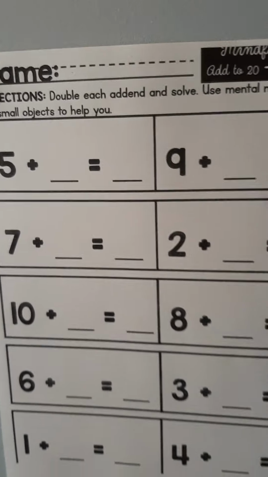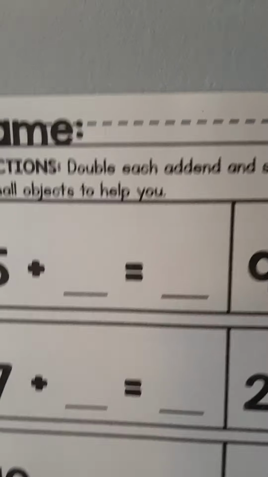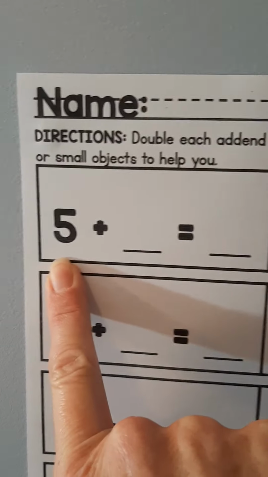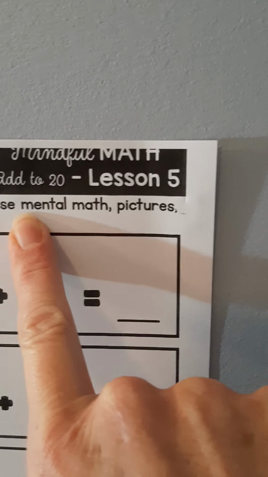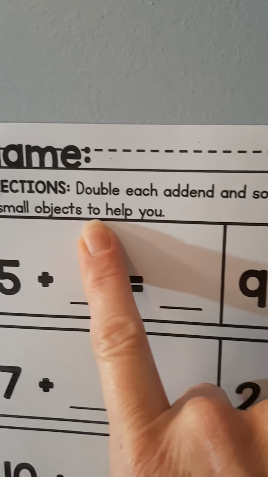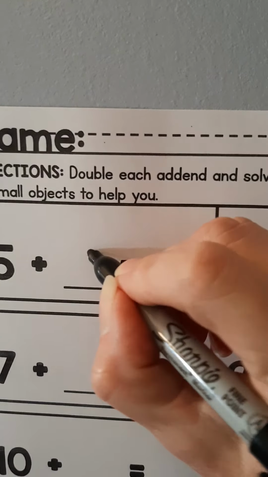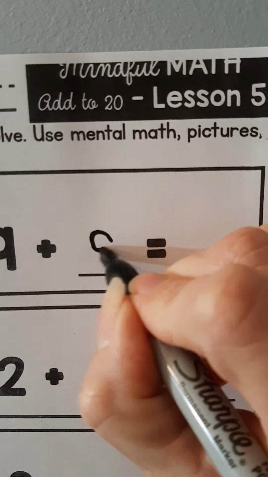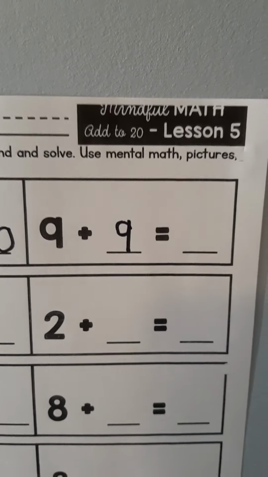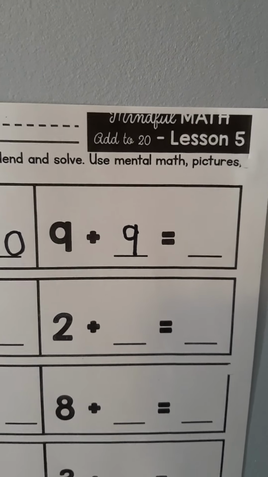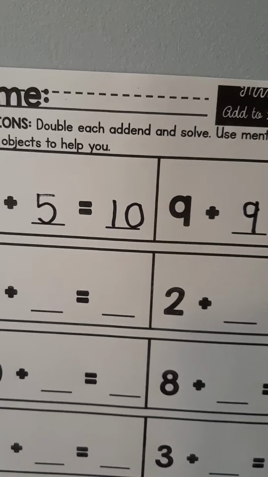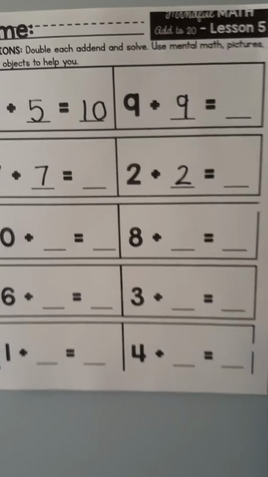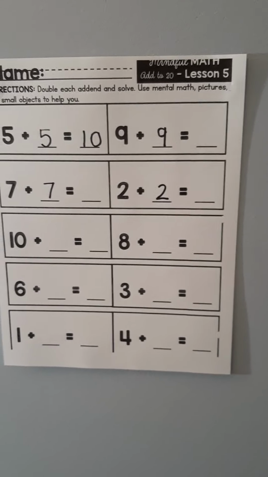And this one is kind of fun because all you do is you're building doubles. It says double each addend. That means the number that they give you. And then solve. Use mental math, pictures, or small objects to help you. So 5 plus 5 equals 10. So then you're going to do 9 plus 9. Oh, Mrs. Carter can't do that. Well, get out some counters, do your touch math. Count on, get whatever you need to do to figure it out. Then you're going to do 7 plus 7 and 2 plus 2 and so on like that till you're all done your doubles. Okay? Good job, everybody.